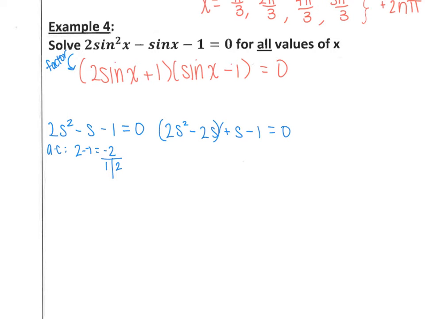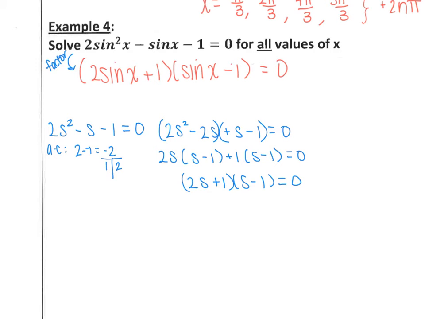Group your terms. So you could take out a 2s and you're left with s minus 1. You could take out a plus 1 and you're left with s minus 1. And you have your 2s plus 1 times s minus 1. And if you look at what we have above in red, that's what we have there, except instead of s, now we have sine. That's what we use as shorthand for sine.